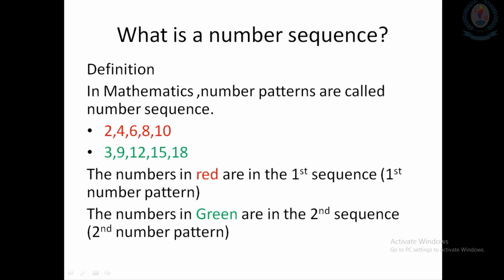What is a number sequence? Definition: in mathematics, number patterns are called number sequences. The numbers in red are in the first sequence, or first number pattern. The numbers in green are in the second sequence, that is, the second number pattern.